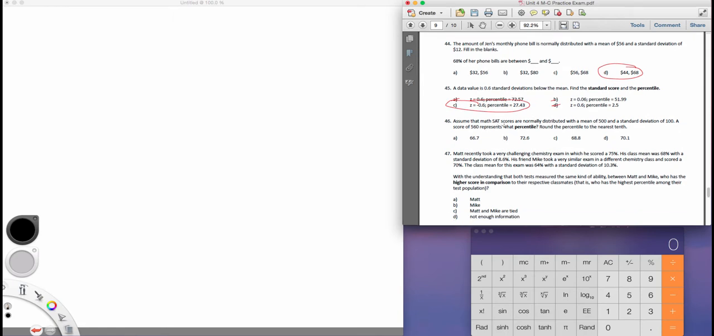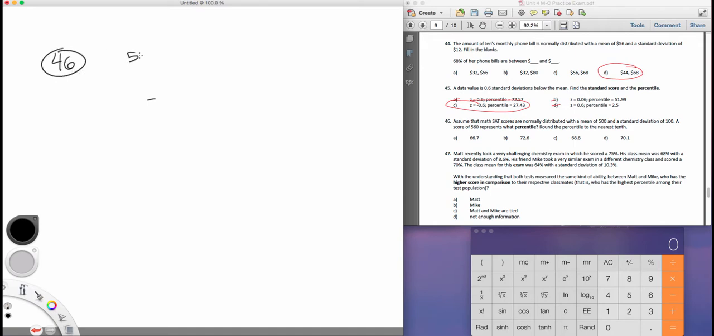Assuming that math SAT scores are normally distributed with a mean of 500 and a standard deviation of 100, a score of 560 represents what percentile? So first we need to find the Z score. To do that, on question 46, we take the value, 560, subtract the mean, which in this case is 500, and we're going to divide that by our standard deviation, which in this case is 100. So once we have that, we're going to get 60 divided by 100.